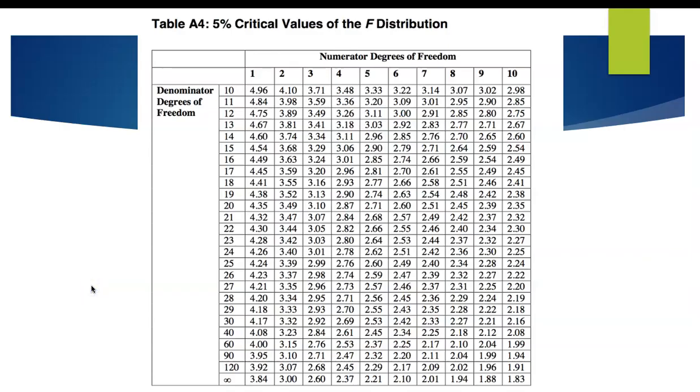Again, the degrees of freedom remains the same. For our denominator, the n minus k, it's still 13. And for the k minus 1 across the top, it's 2. We see where they meet, it's 3.81. And our F ratio of 1.62 is too small, so the groups are not statistically significantly different.